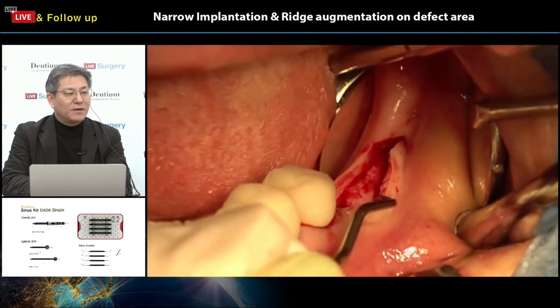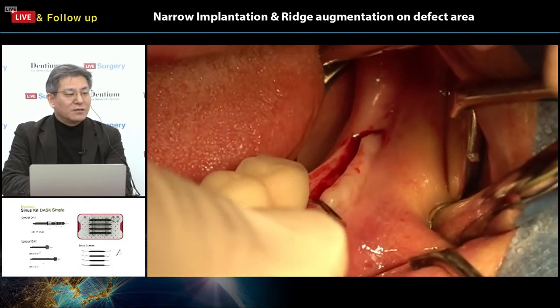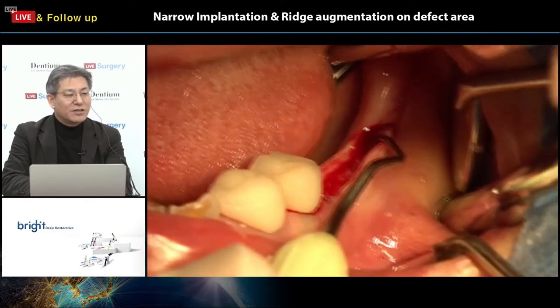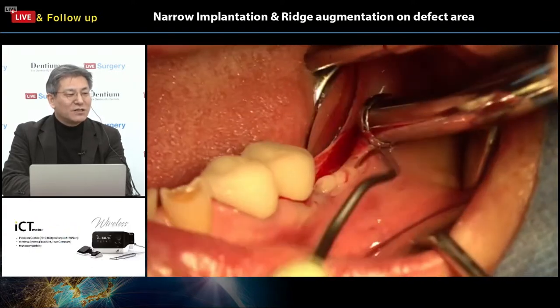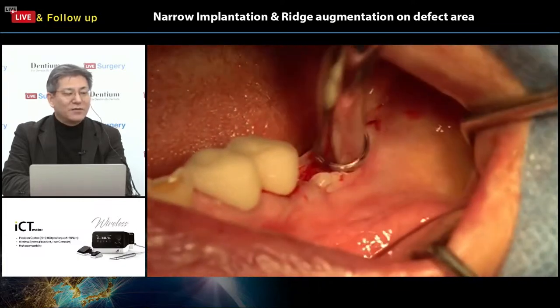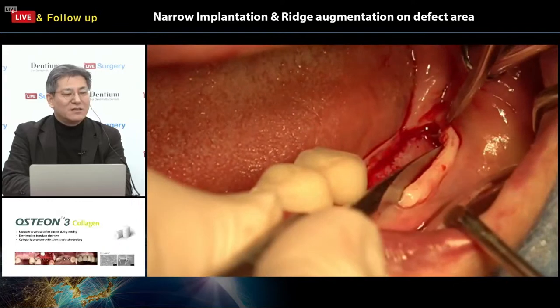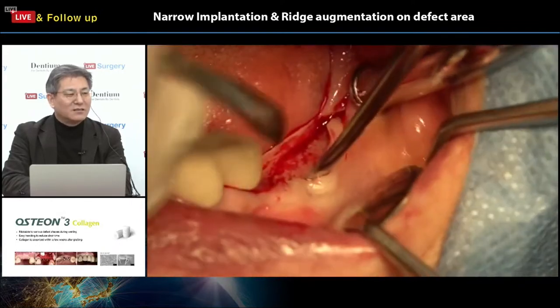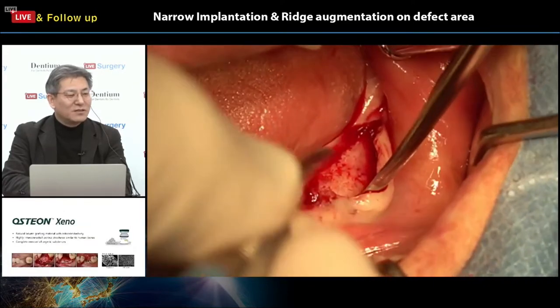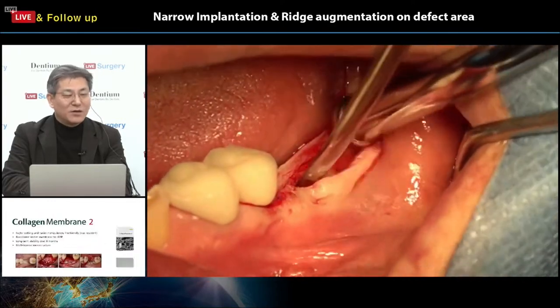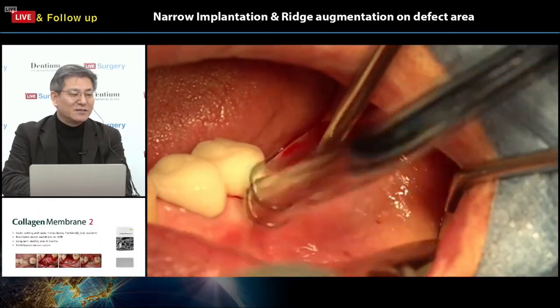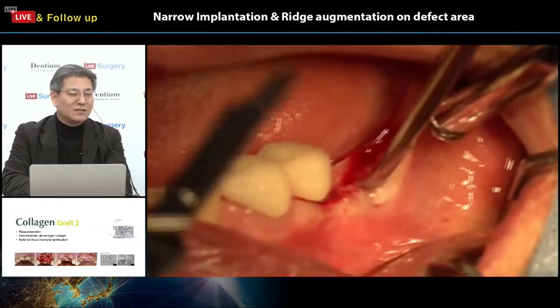And the buccal flap reflection. Very interesting. He is using the periodontal curette for the flap reflection and for cross-checking the incision line. A very versatile instrument, the periodontal curette, for Dr. Jung.